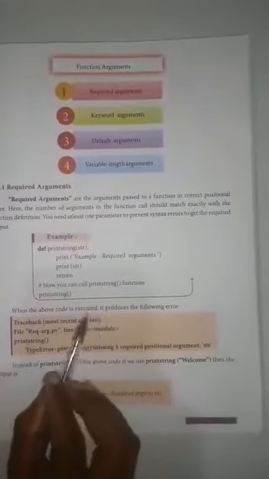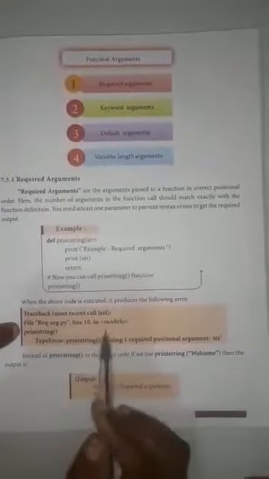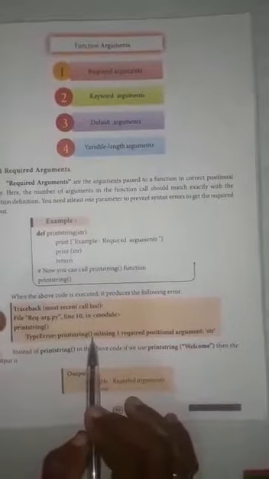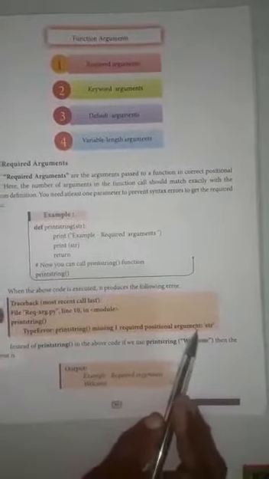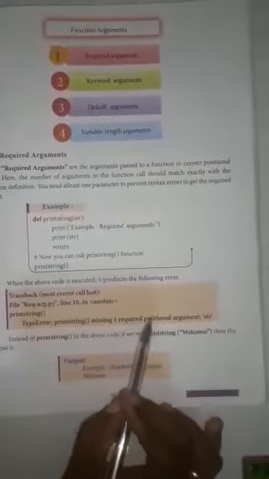What output will be displayed in this program? This is the output: type error, printstring() missing one required positional argument str. So no output is displayed; the error message will be displayed on the screen.